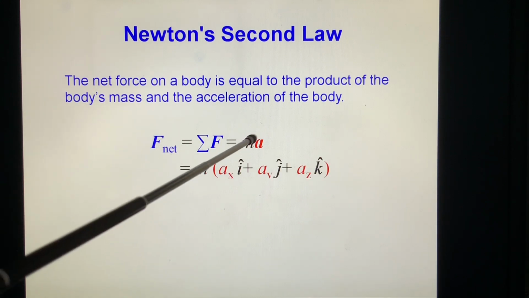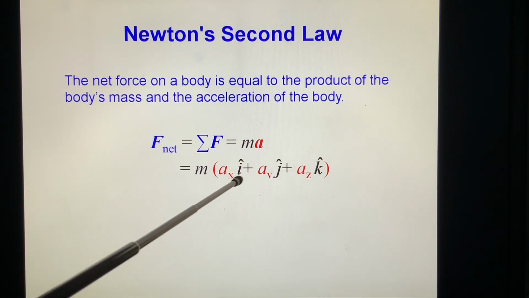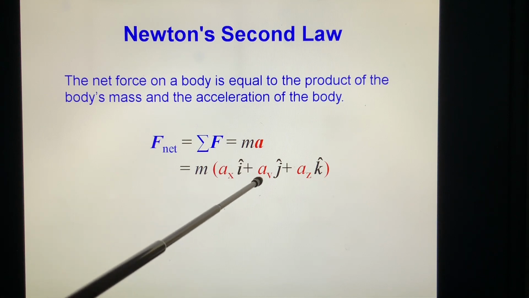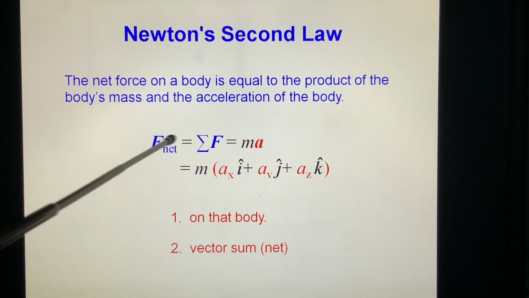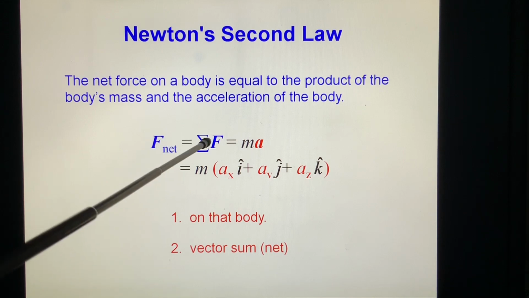We see a is a vector, so we can write it in vector form: ax i plus ay j plus az k. Remember, all these forces must be on that body. If F is not on that body, it has nothing to do with the situation. Also, this is a vector sum. It's not an algebraic sum, it's a vector sum.